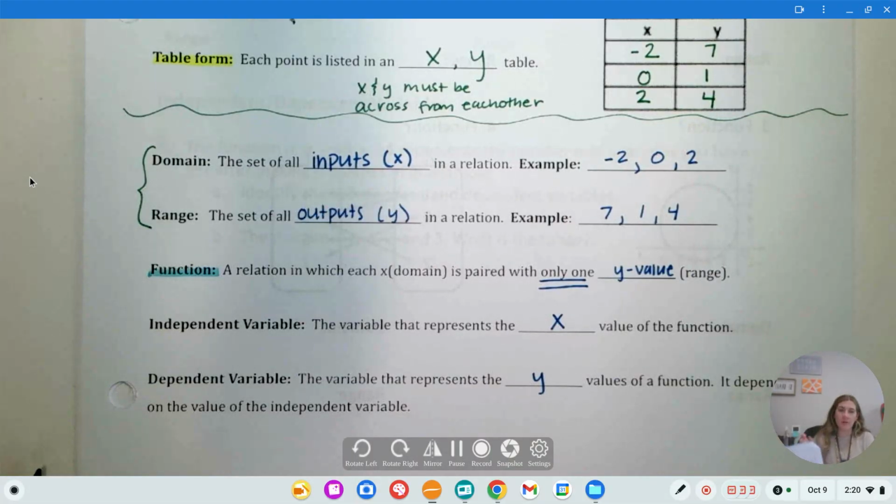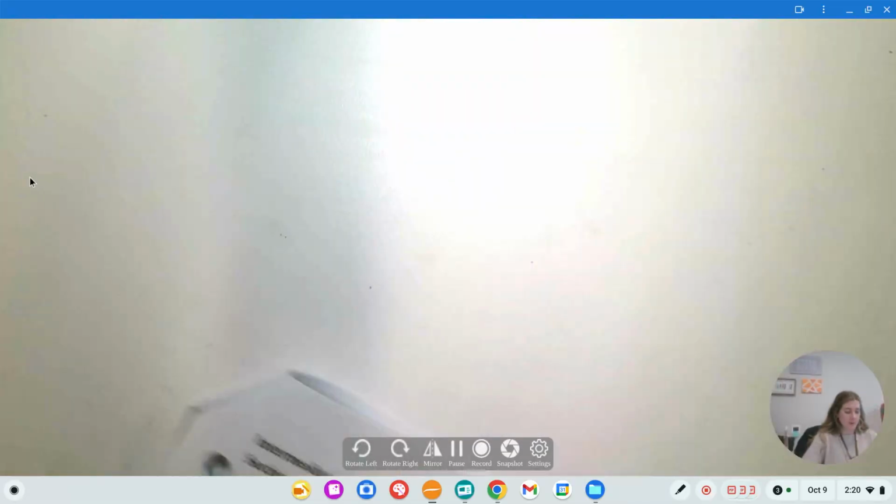So my answer depends on what I plug into the function. So once you have all this down, go ahead and flip the page. I'll do that myself.